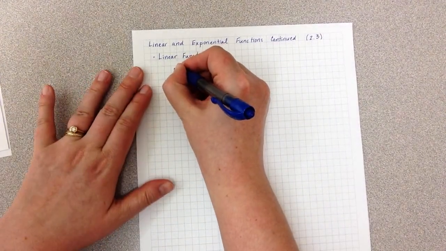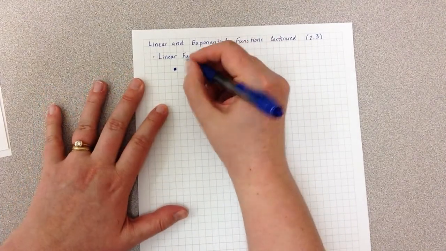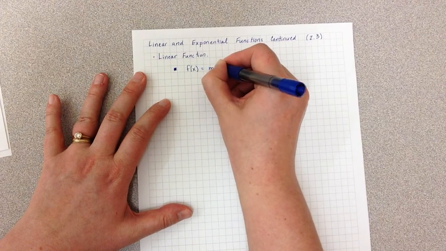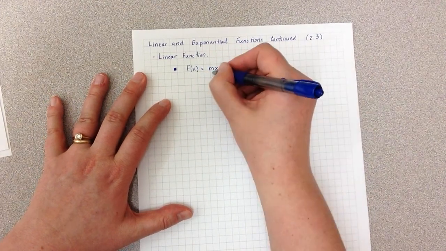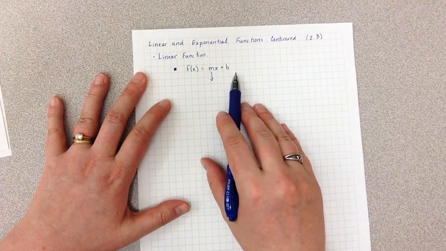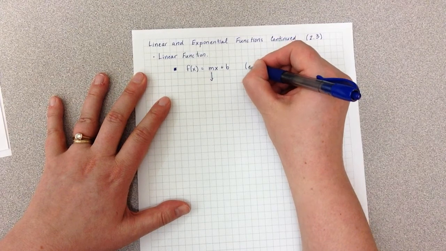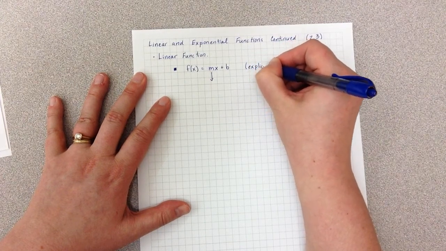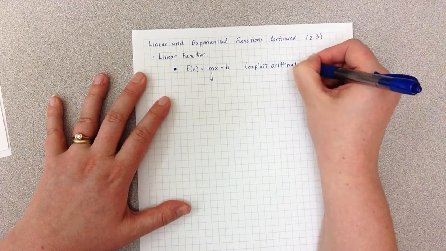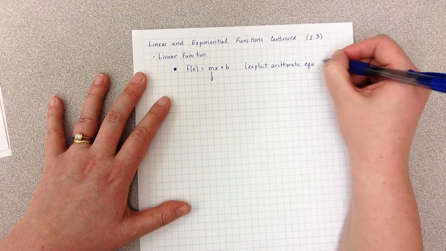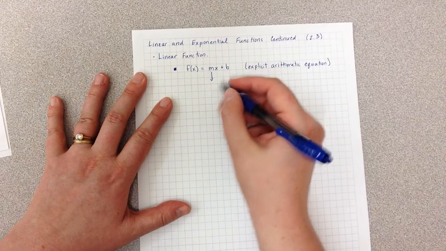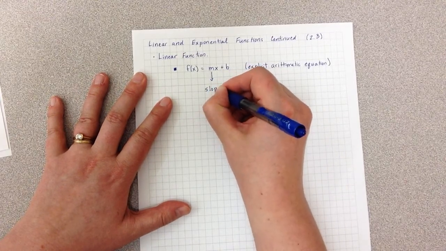So when we're looking at an equation, f of x equals mx plus b, this is the common form of an equation of a line. And this kind of connects back to that explicit arithmetic equation from the last module. And in this equation, the m stands for the word slope.